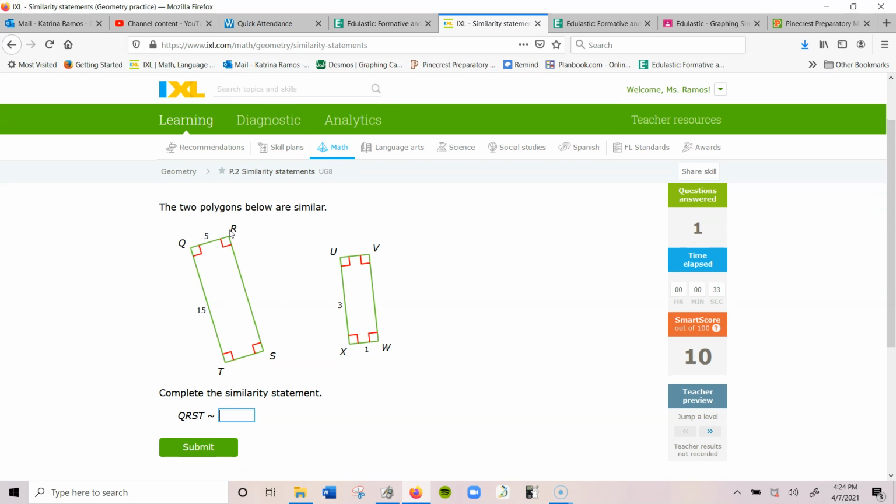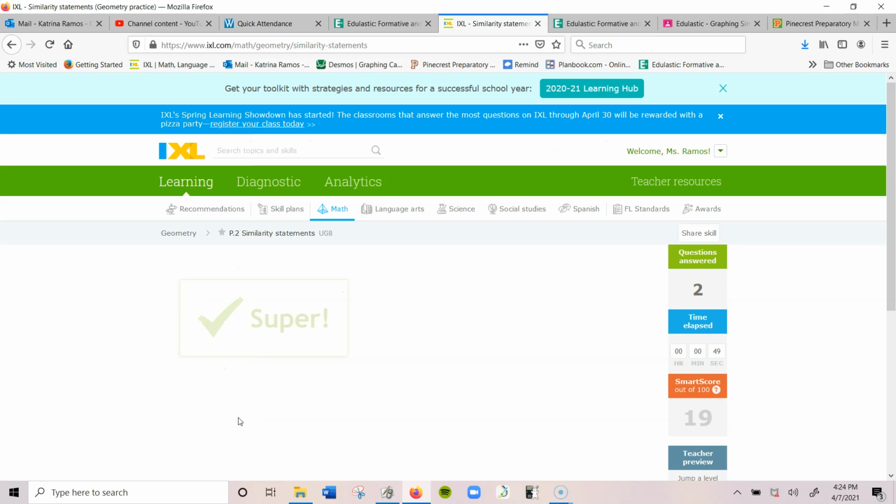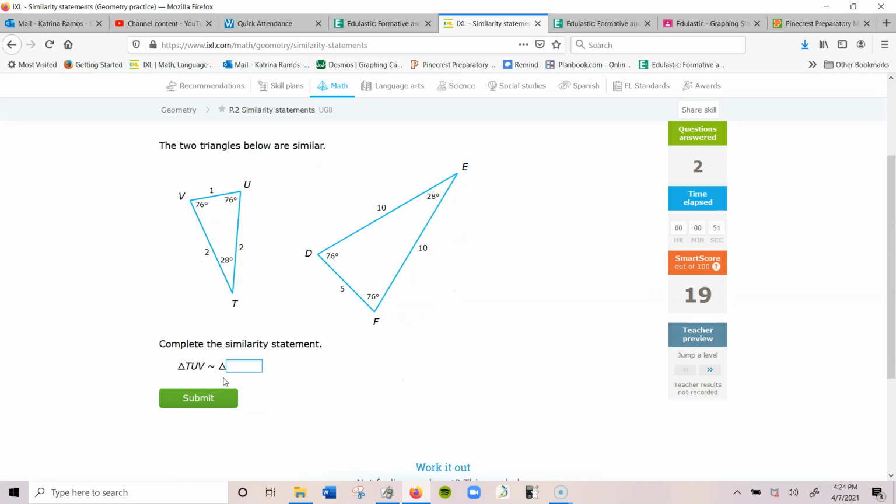Here we have QRST. So we have to look here. QR is the short side. So I would start with the short side and then go around. UVWX. This one is TUV, very similar to the one that we did at the beginning. So T is 28, so I'm going to start with E, and you can either go DF or FD since those are the same angles. So we're going to do EFD.